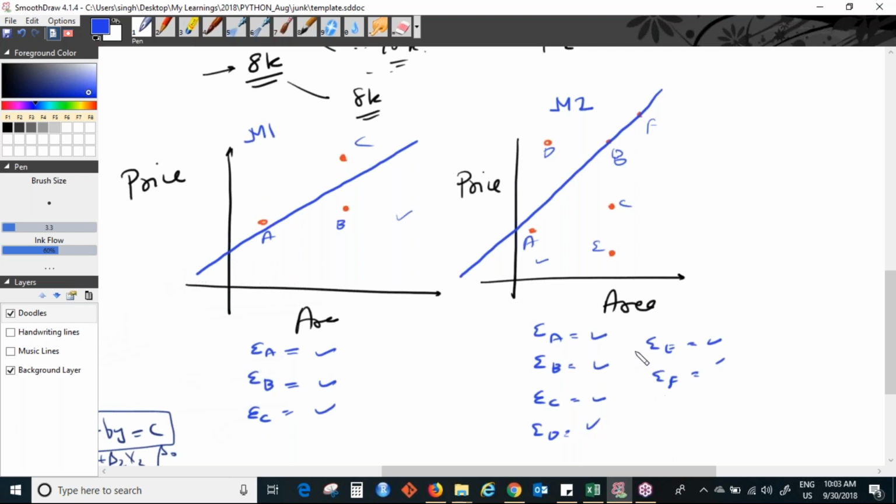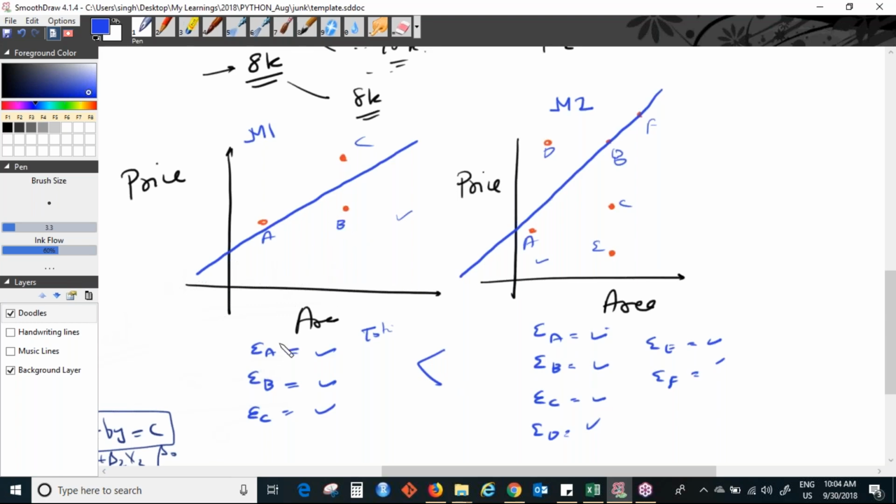Because I have more points, even if the errors are small, since there are 6 points, they will add up to become a big number. And since there are only 3 points here, this will not add up to be as big a number. So if you look just at the total error, for example, the sum of the errors, you will feel that both of them are different, and this one has lesser error than that. But that doesn't mean this model is better.